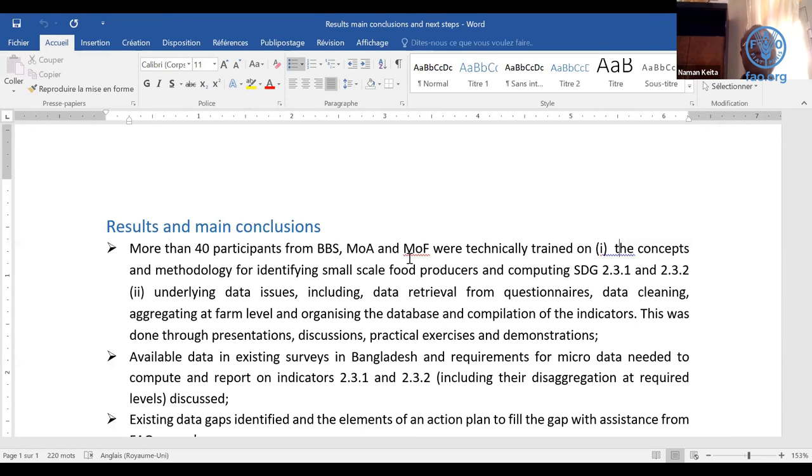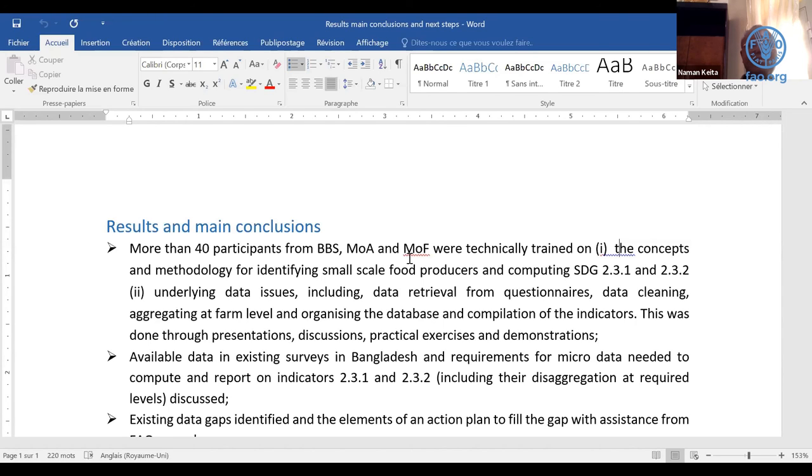Number two is underlying data issues, including how to go from the questionnaires to clean the data, to organize the data, to aggregate at farm level, and to organize the database before making the compilation of the indicators. I think we went through all this, and it looks like the participants understood the logic very well. I think they are able to reproduce this with maybe minor assistance from FAO. This was done through presentations, discussions, practical exercises, and demonstrations.